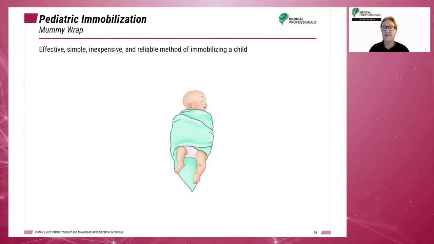Next, take the left corner of the sheet over the left arm and under the body so that most of the sheet extends beyond the right side of the body. The child should not lie on their left arm. Tuck the part of the sheet extending beyond the right side of the body. Again, make sure the child is not lying on their arm. Bring the remaining sheet over the body and tuck the sheet securely under the left side of the body.